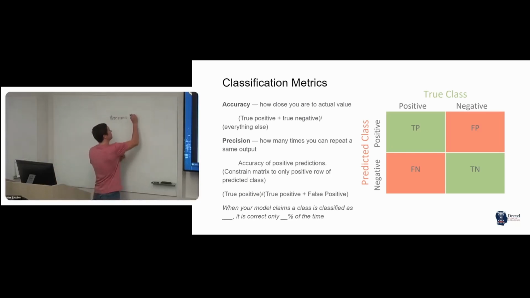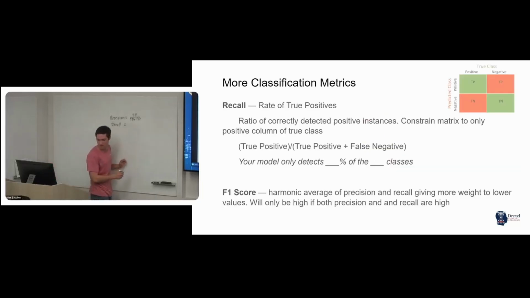Precision is true positives divided by true positives plus false positives. I actually have a question too when you're done. True negative over true negative plus false negative. So for recall, just give me a second. Yeah, take your time.